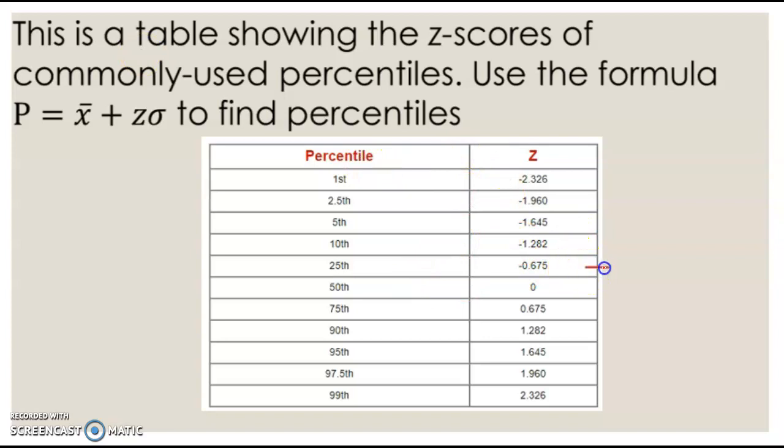Right here, you've got a z-score on the 25th percentile of negative 0.675, and a z-score on the 75th percentile of a positive 0.675. 90th percentile, 1.282. Okay, a lot of people are interested in those. So you definitely want to be able to look at your table to find percentiles.